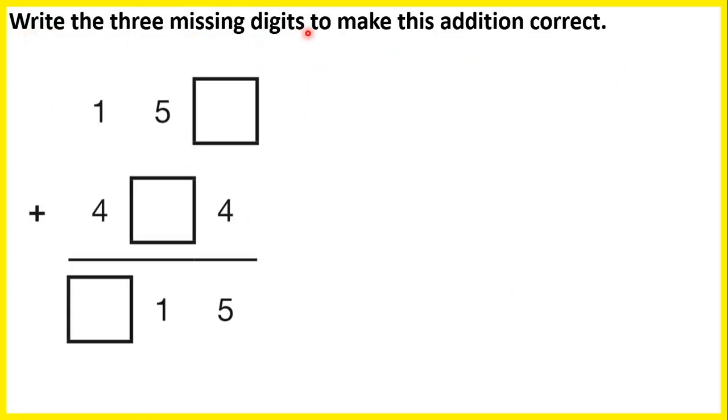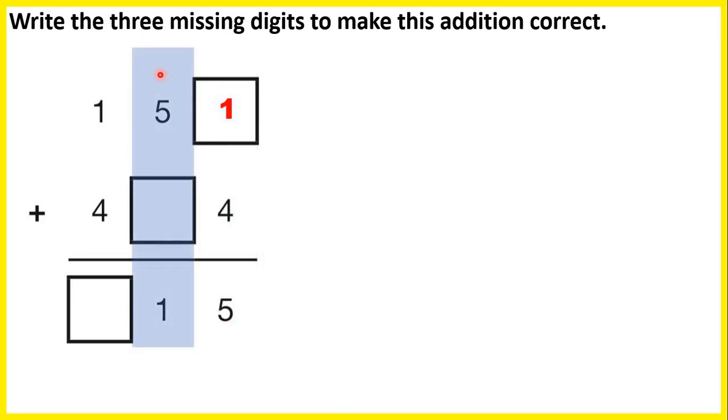Write the 3 missing digits to make this addition correct. So the way to solve missing digit addition problems is to follow the same steps that we use for column addition. So here that's starting with our ones column. We have something plus 4 is 5, so this missing digit here must be a 1, because 5 minus 4 is 1, so 1 plus 4 is 5.